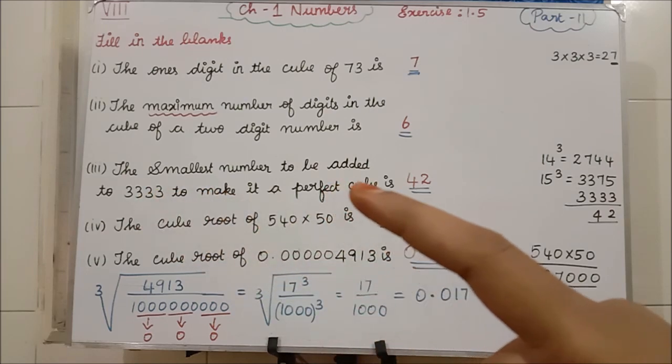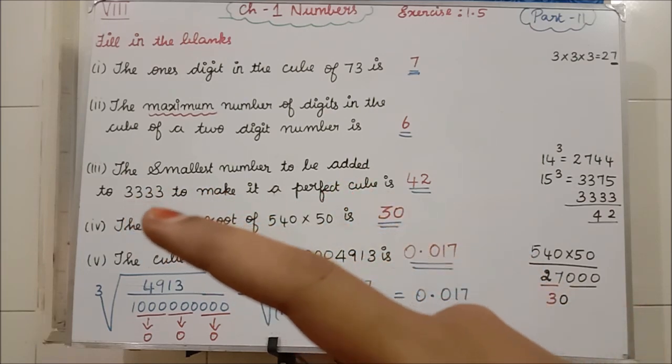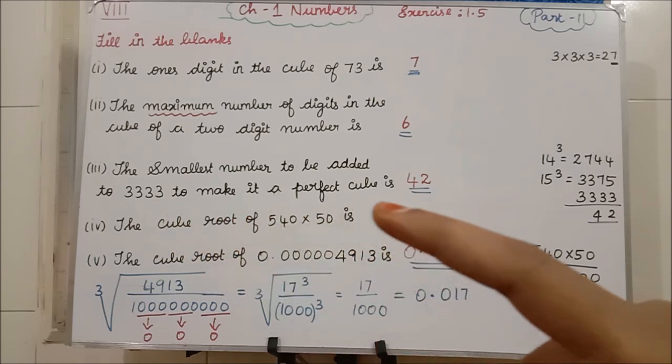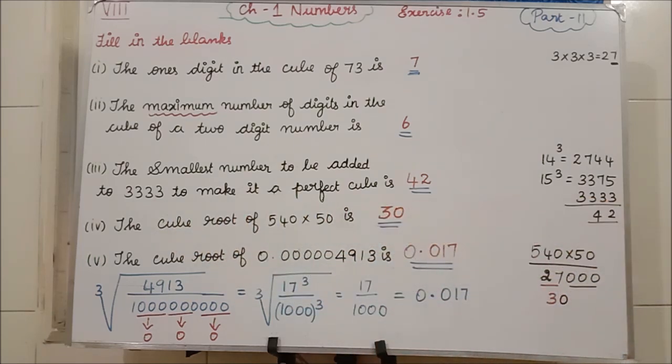Now see the third subdivision. The smallest number to be added to 3333 to make it a perfect cube is dash. Students, I told you in the part 10 session itself, for square root you have to be thorough with 1 to 20 numbers, isn't it? Similarly for the cube root also you have to be thorough with the cubes of 1 to 20. There, see the question. 3333. Which number will it be near to? I have written the 14 cube answer, 2744.